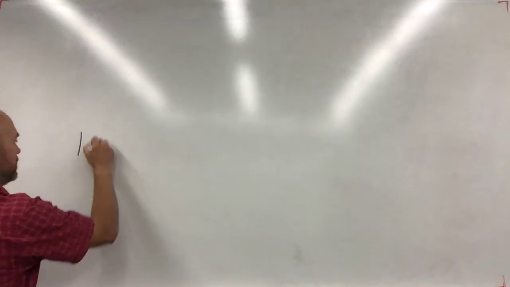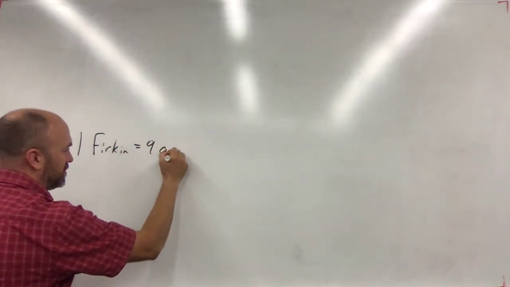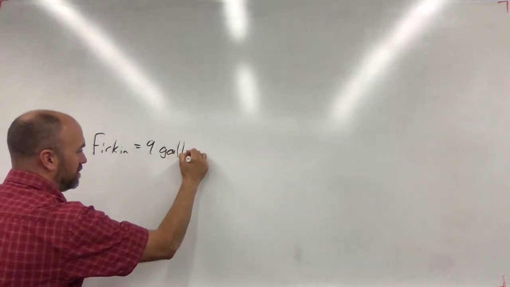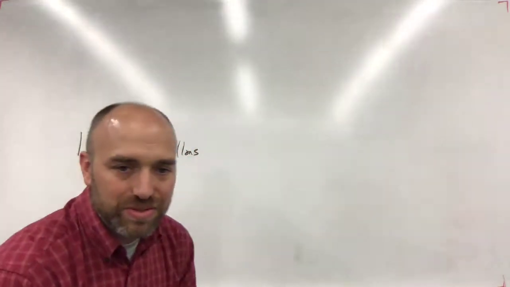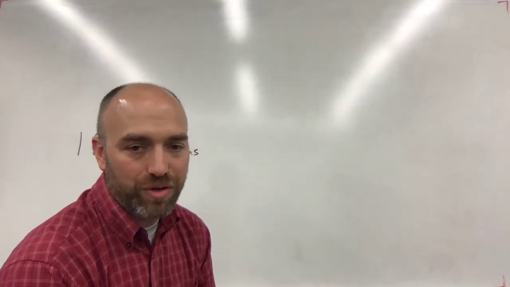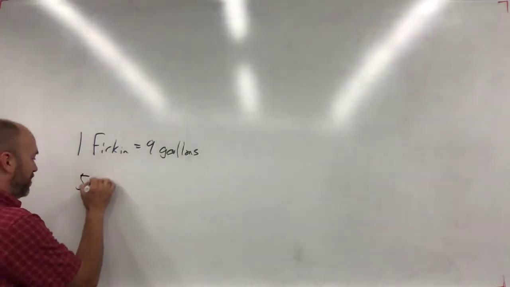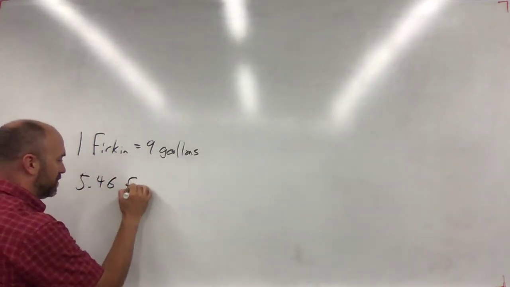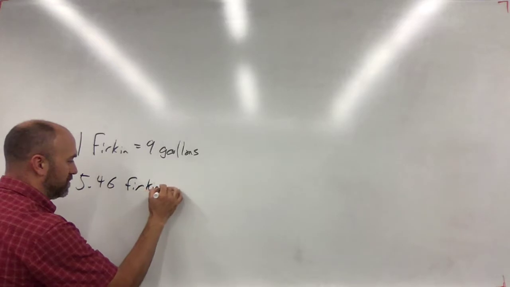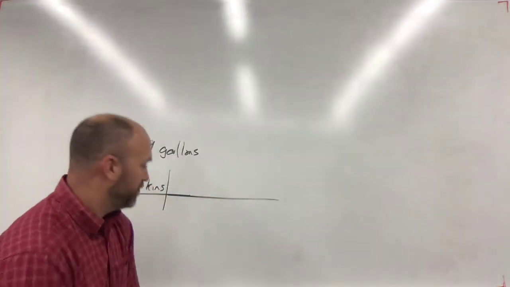One firkin equals 9 gallons. And it asks, how many cubic meters are there in 5.46 firkins? So we've got 5.46 firkins, and we need to convert that to cubic meters.